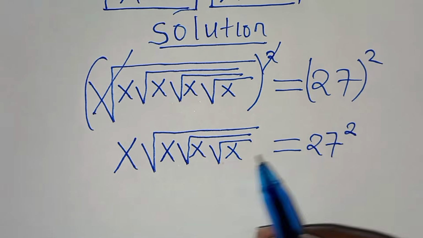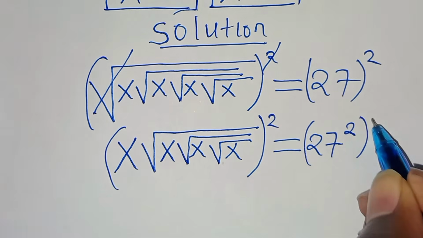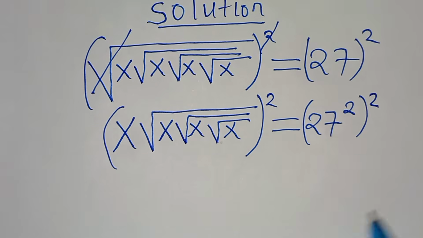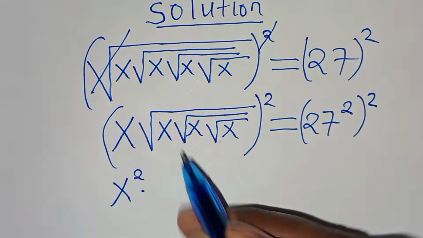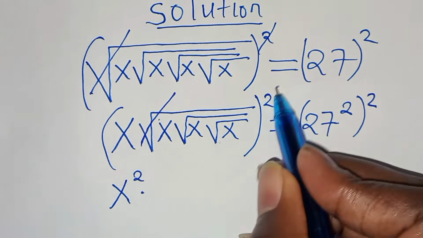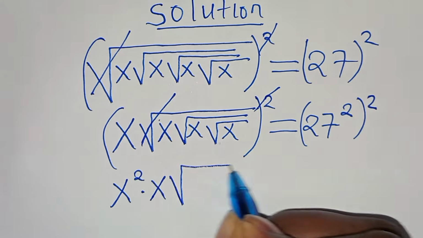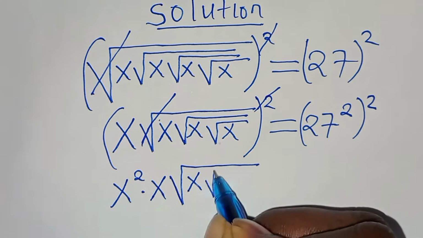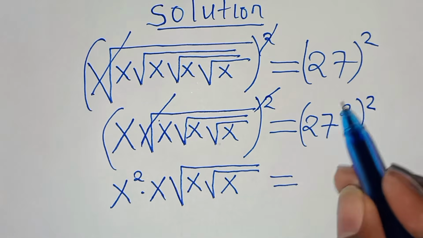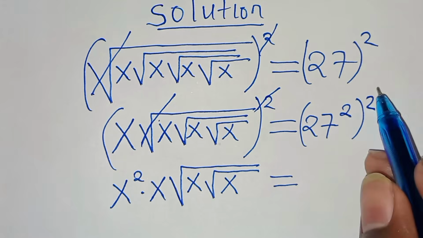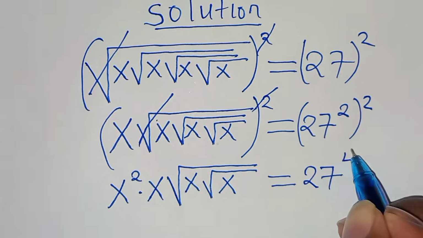The next step again here, let's square both sides so that now here we have x to the power of 2 multiplied by, now we eliminate the second square root sign so that we have x multiplied by square root of x multiplied by square root of x. This is equal to 27 raised to the power of 2 raised to the power of 2. So this is the same thing as 27 raised to the power of 2 times 2, which is equal to 4.